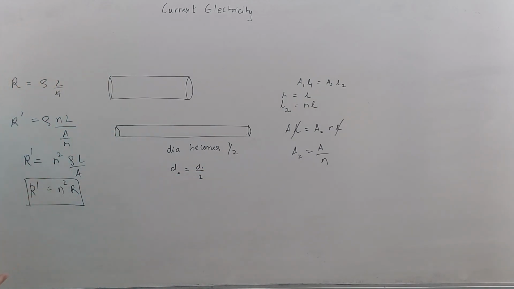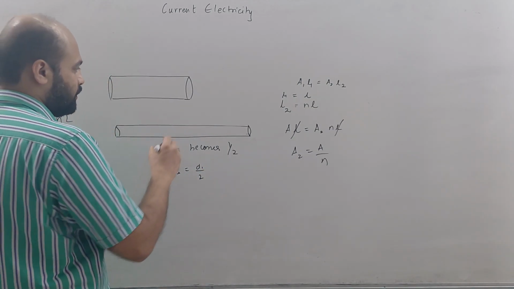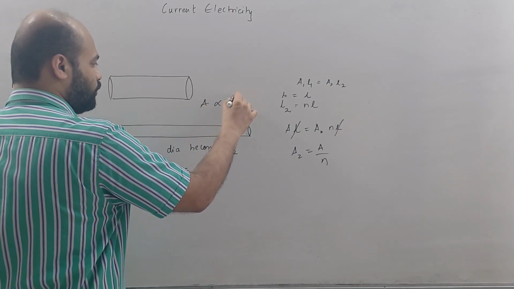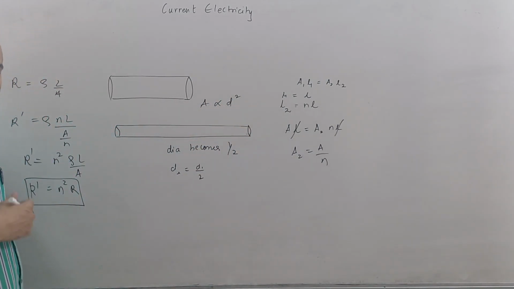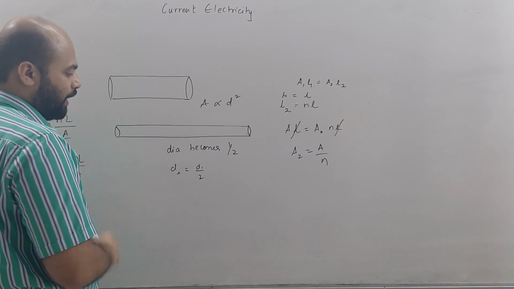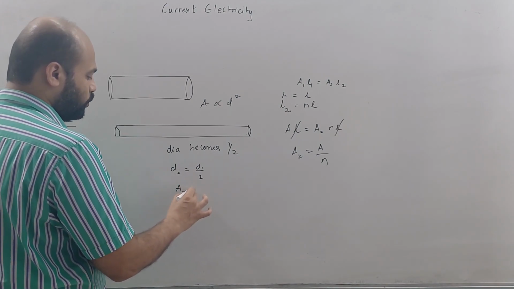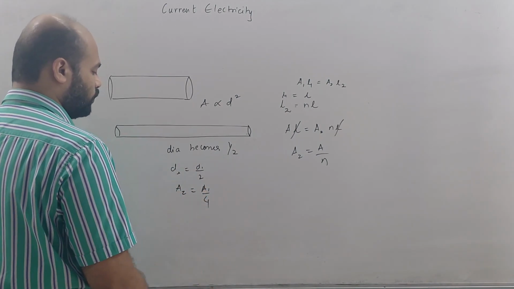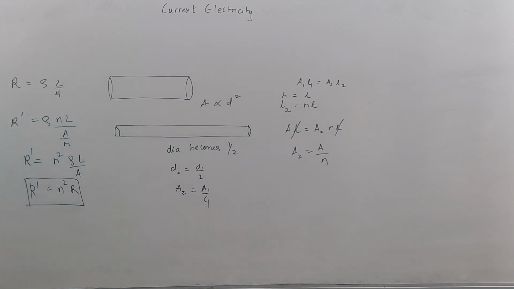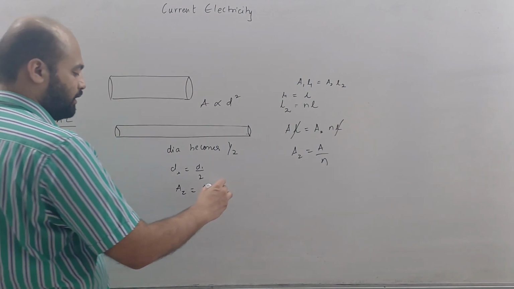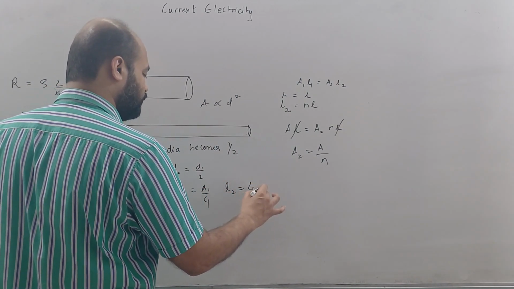Now if D2 is D1 by 2, certainly we can say that area is directly proportional to D square, the square of the diameter or square of the radius, because it's pi r square or pi d square by 4. So D2 is equal to D1 by 2, which means that A2 is A1 by 4. This is the information that I get. Not only that, I can also conclude from here that L2 is 4 times L1.